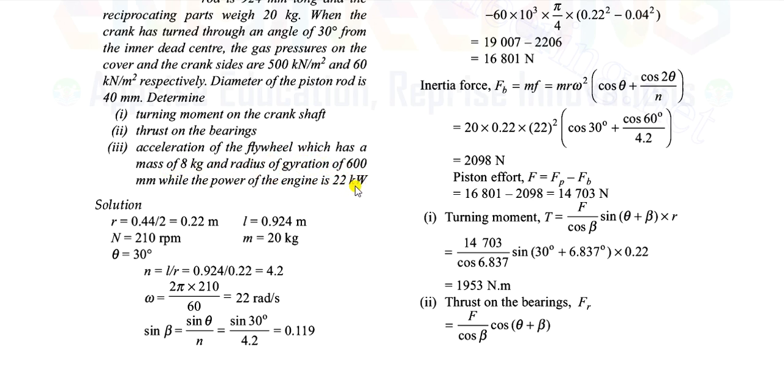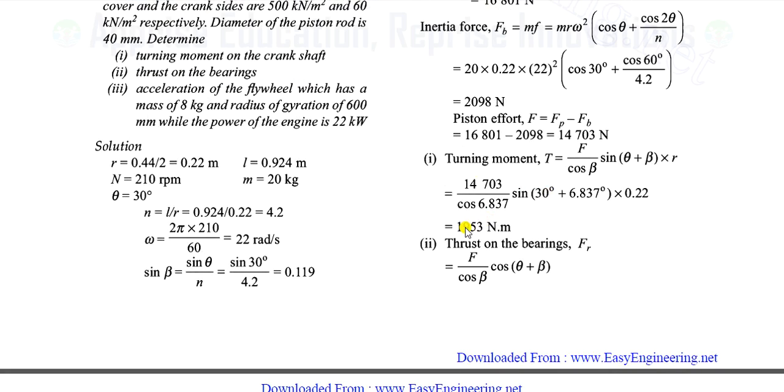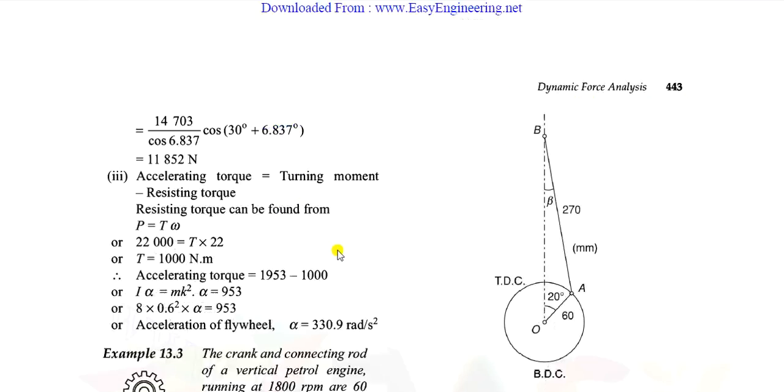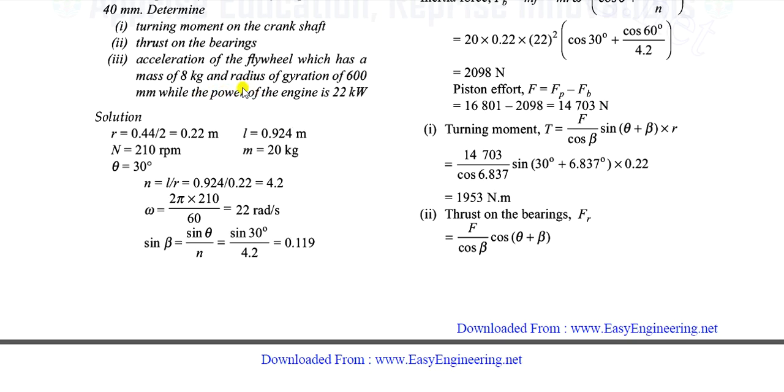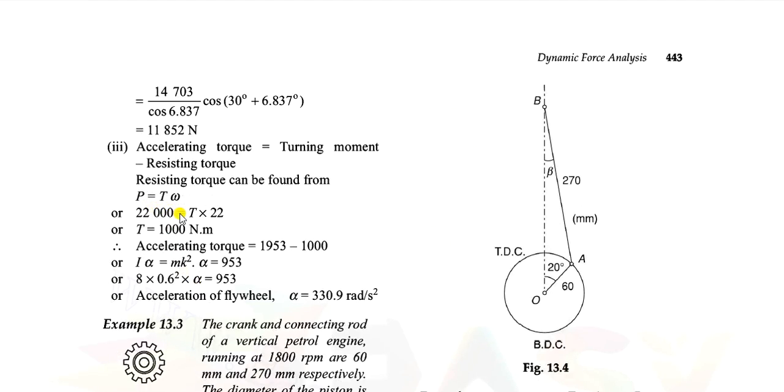So power of the engine will generate resisting torque. The torque on the moment is this much, so now we will calculate how much resisting torque will be there. Resisting torque will come because of power, so power is equal to T into omega. T will give you the resisting torque, and omega you know. So accelerating torque is equal to turning moment minus resisting torque.